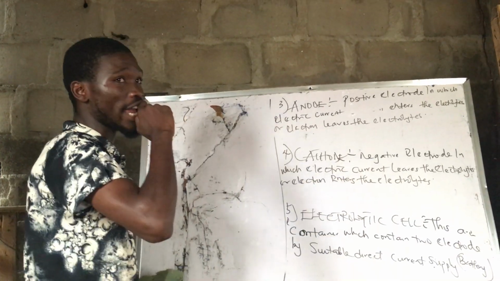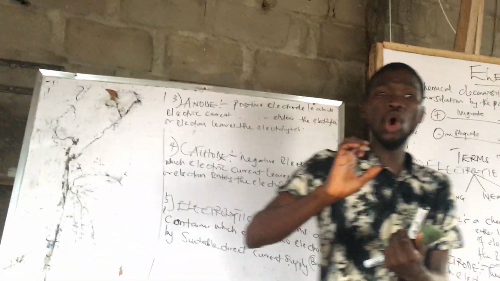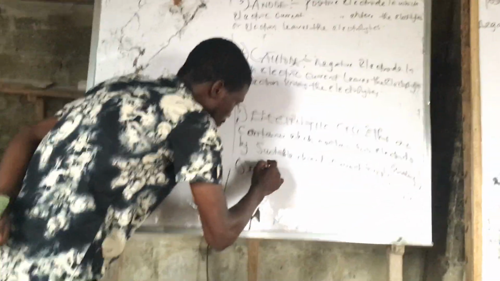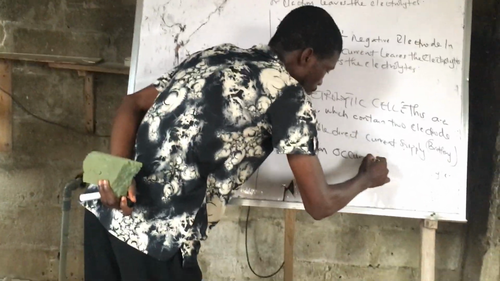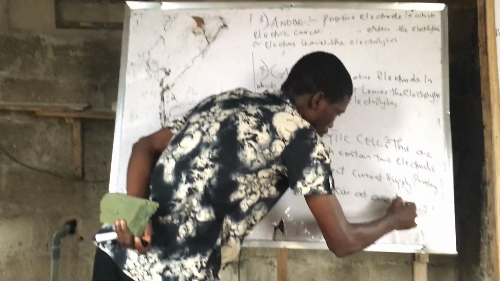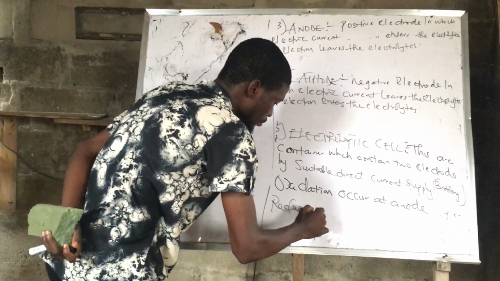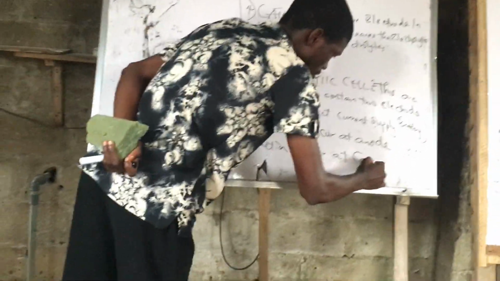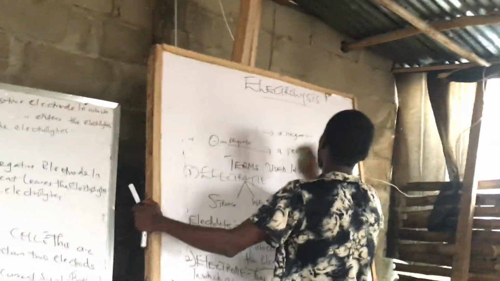One thing you should note here, JAMB might not have it for the definition of this, but we want to know two things under this one here. Oxidation occurs at the anode, reduction occurs at the cathode.